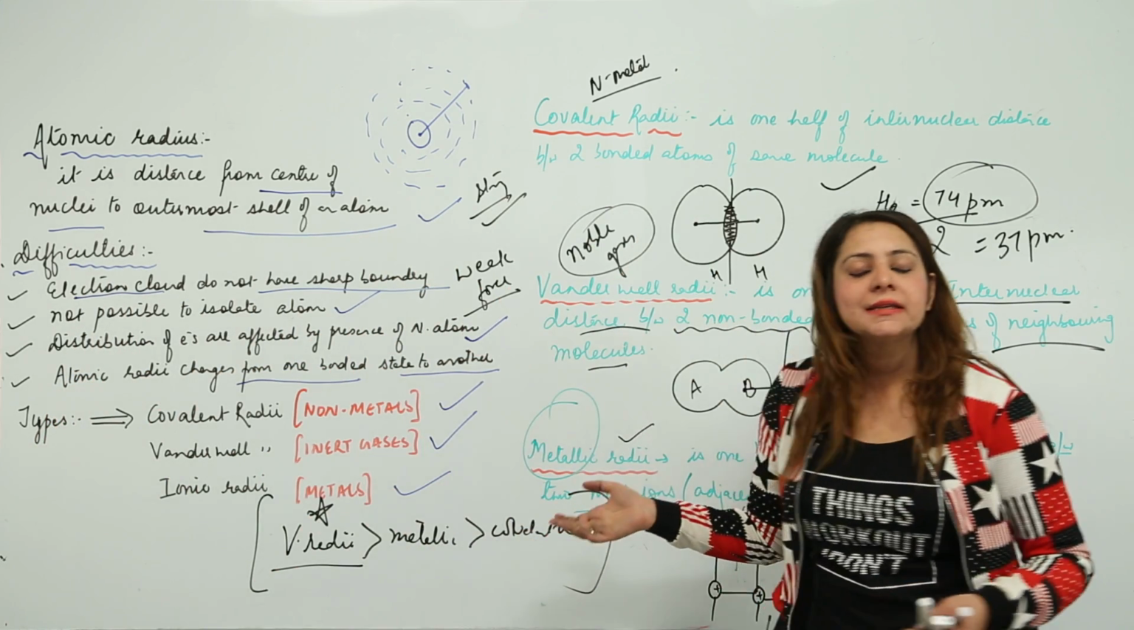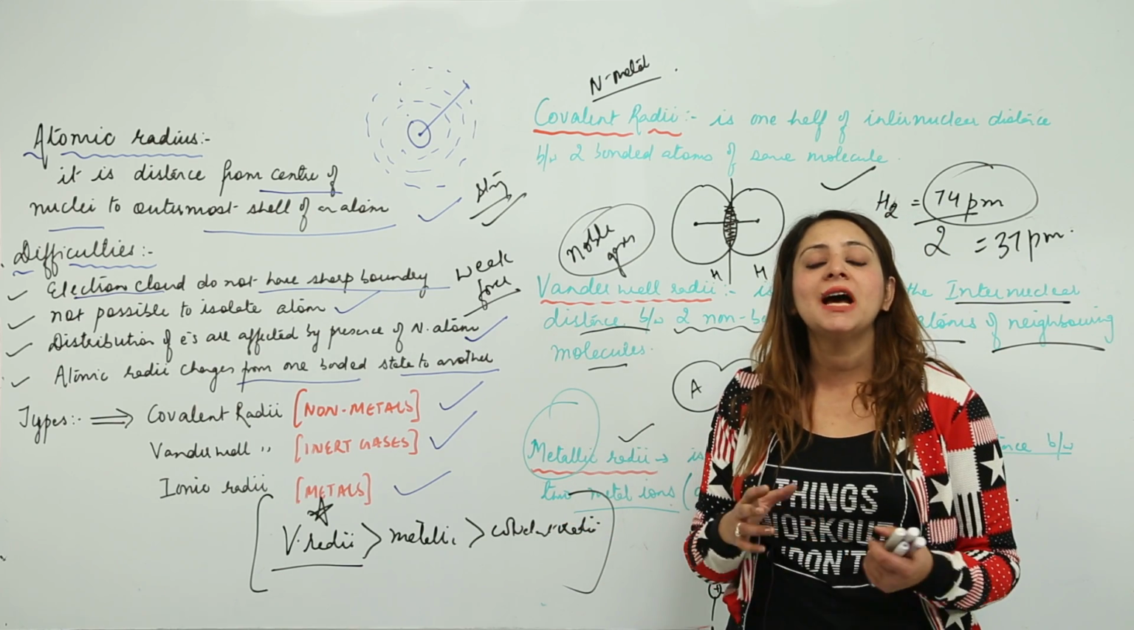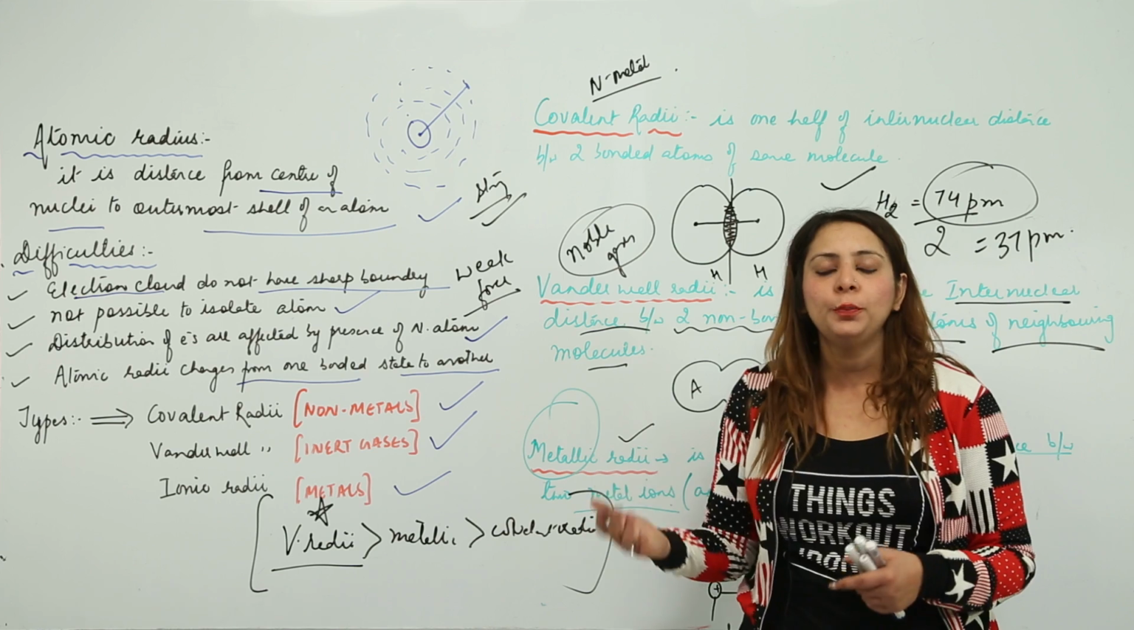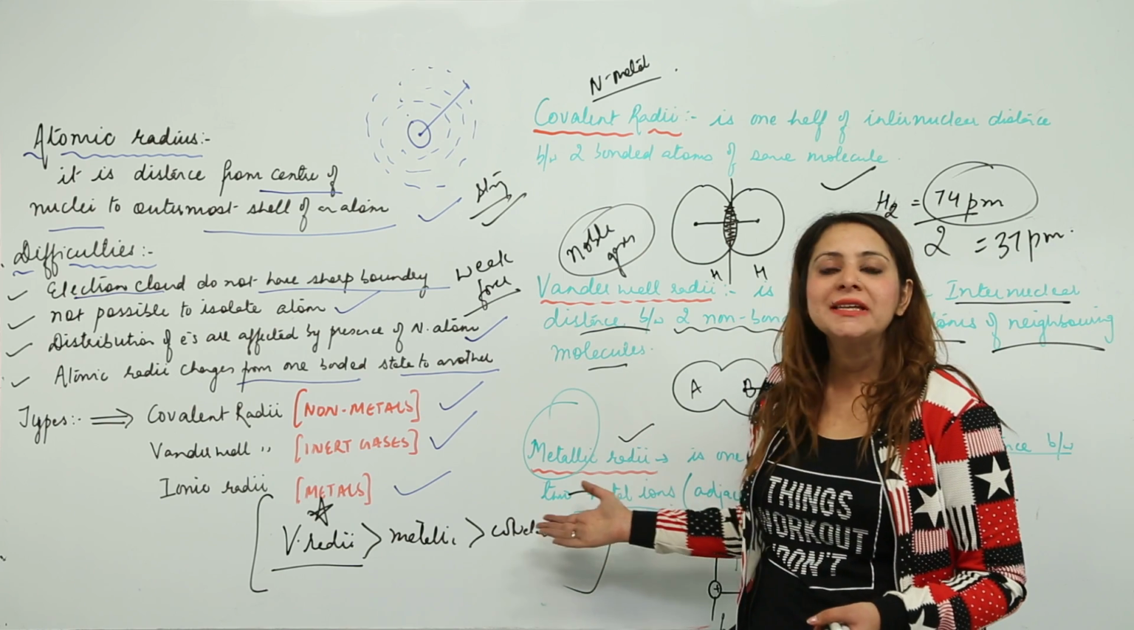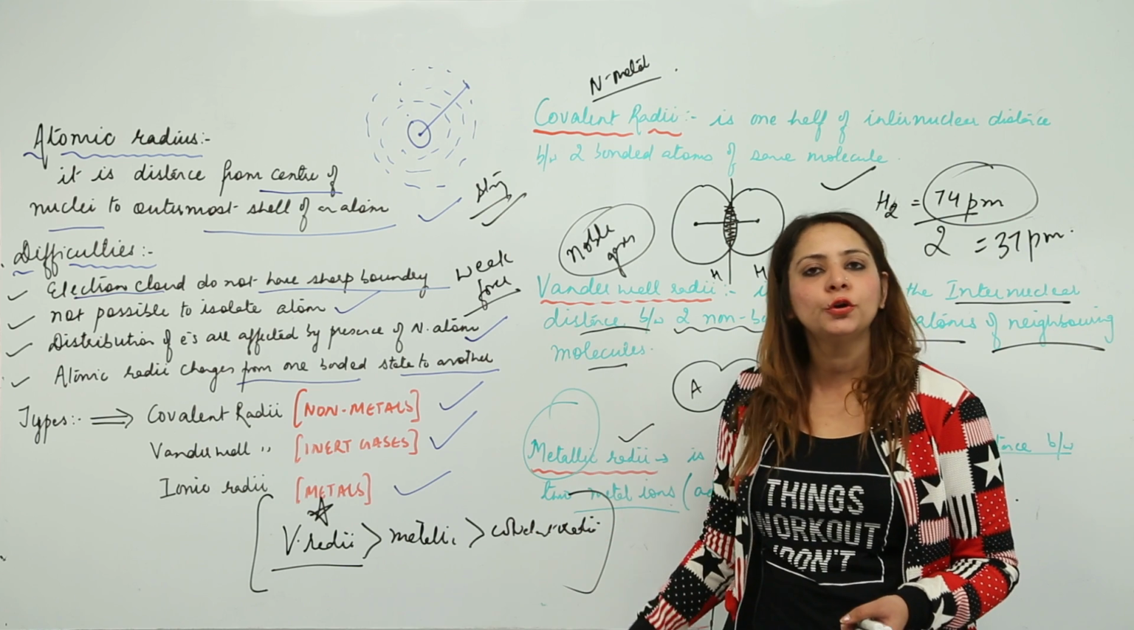So these are what you can say are the basic atomic radii. Now we are going to discuss how these radii change along a group or period. So this is all about the basic atomic radii. Now we will be discussing how they vary along group and period.